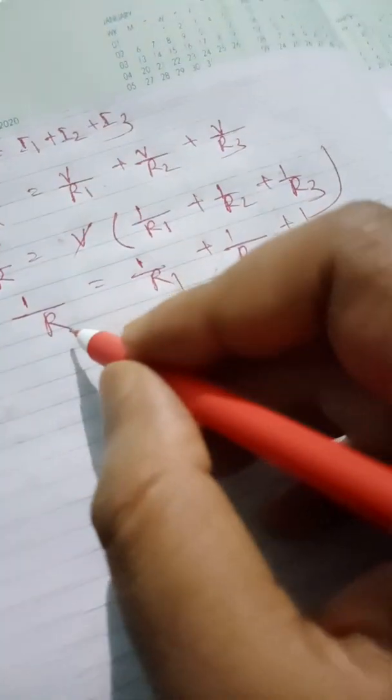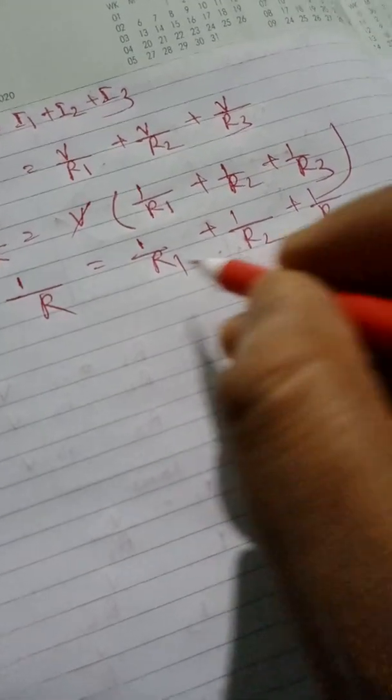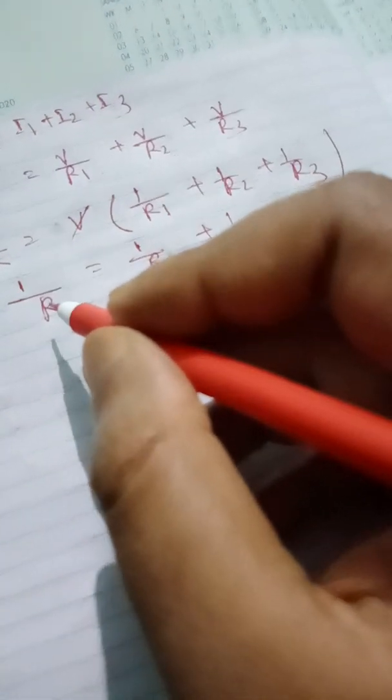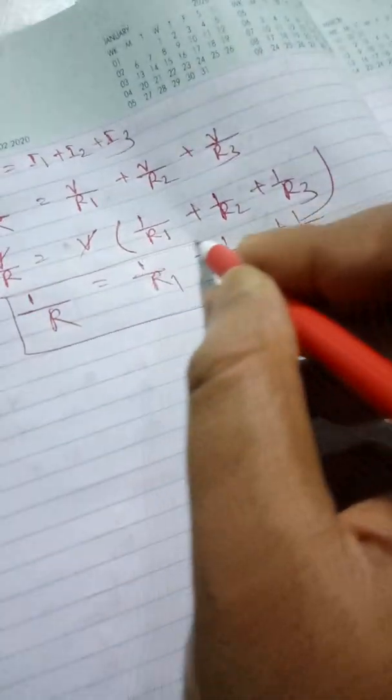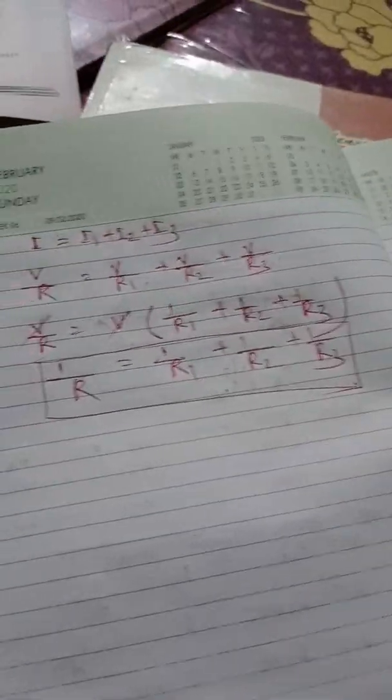So this is the formula for the parallel combination. R is the equivalent of R1, R2, R3 in parallel combination, and the value of R can be represented by this formula: 1 by R is equal to 1 by R1 plus 1 by R2 plus 1 by R3.